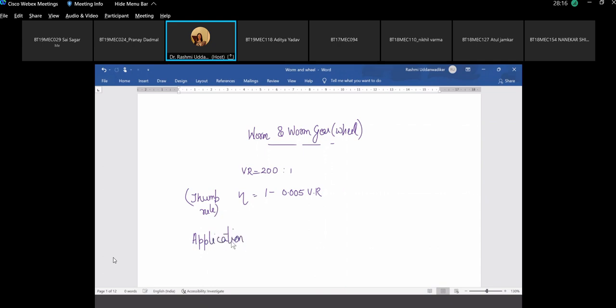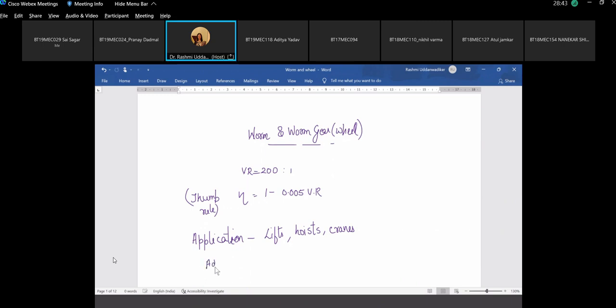somebody can tell me, all of you I'm sure must have seen this. You may not know that this is worm and worm wheel. This is used in lifts. It is used in elevators, hoists, cranes. The most common applications.